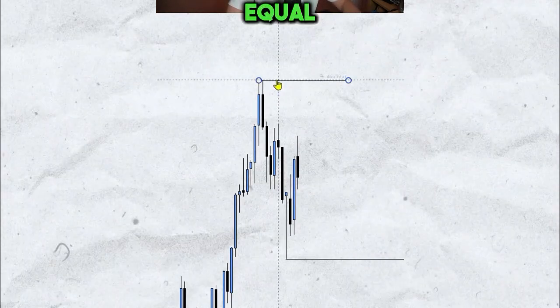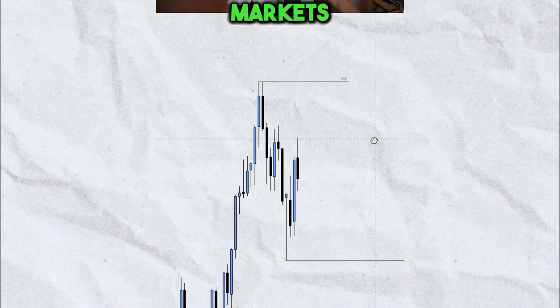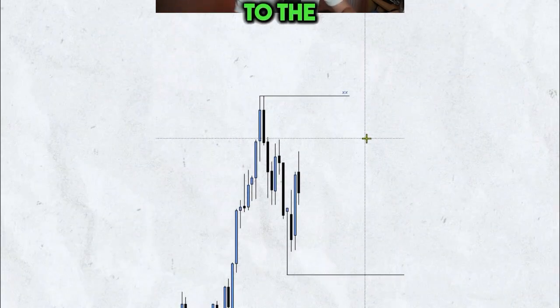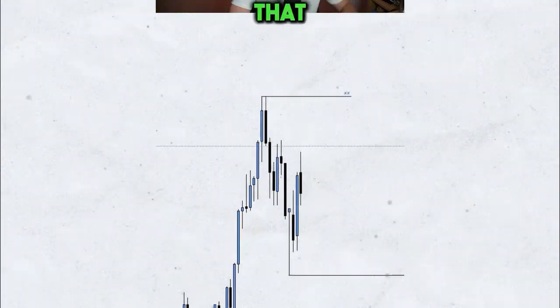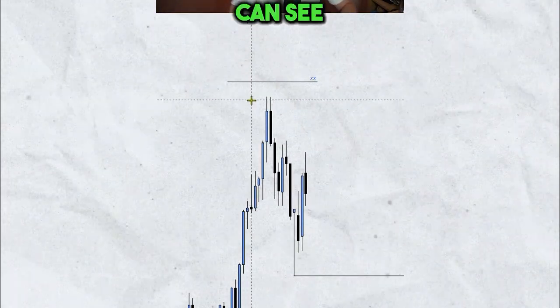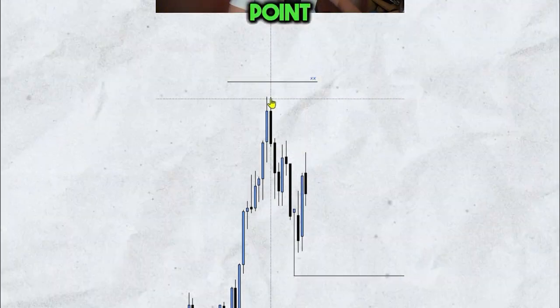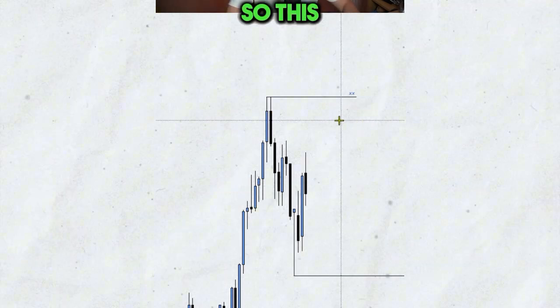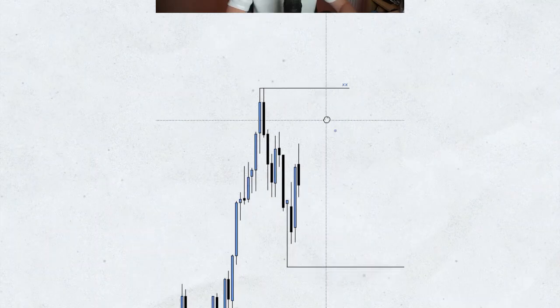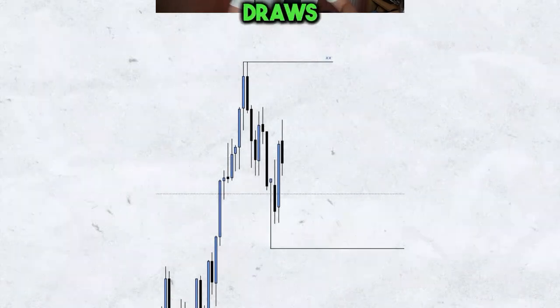These are called equal highs, and equal highs in the markets are created when price action comes to the exact same point in the market more than once without sweeping that level. For example, right here, as you can see, price is resting at this point in the market with two separate candles and two separate wicks. So this is simply called equal highs. Now, equal highs are one of the strongest draws on liquidity.